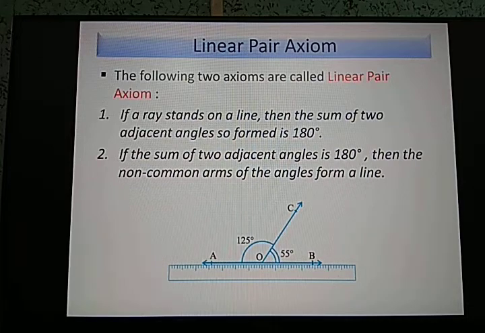Which are the non-common arms here? OA and OB. These are the non-common arms. And the non-common arms will form a straight line. This is what the second axiom says. Clear? So collectively, these two axioms are called the linear pair axiom. That means if any of these conditions arises, vice versa, then we can say that by the linear pair axiom, this condition is satisfied. Clear? Now let us move on to a theorem where we can apply this linear pair axiom.